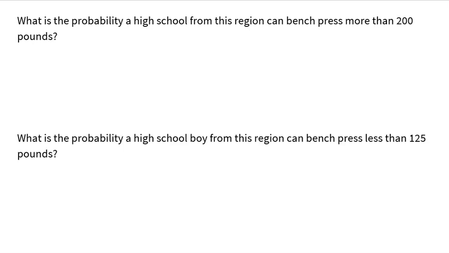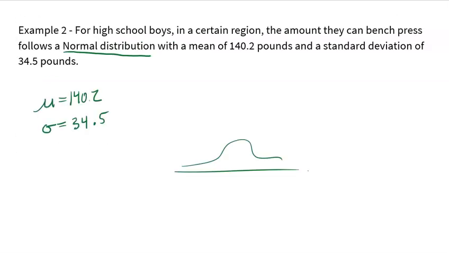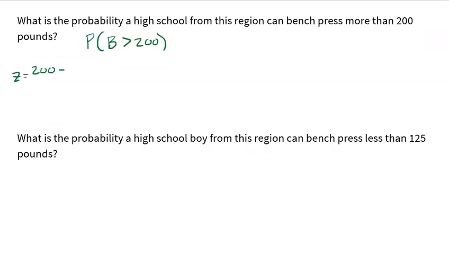I could draw my pretty little picture if I wanted to, nice and easy, but let's actually dive into some questions. All right, what is the probability a high school boy from this region can bench press more than 200 pounds? All right, so the first thing I'm going to do is write down what I'm looking for. I'm going to find the probability that a boy could bench press more than 200 pounds. All right, to answer this, I have to show my work. First thing I got to do is show the Z-score. So 200 minus 140.2, again, I forgot what the mean was. 140.2 was the mean, divided by 34.5 is the standard deviation.